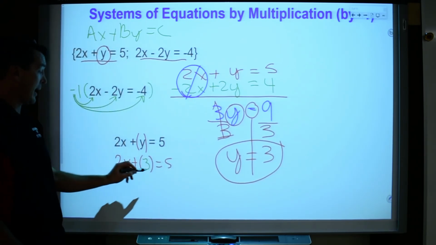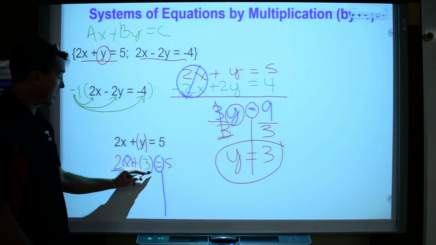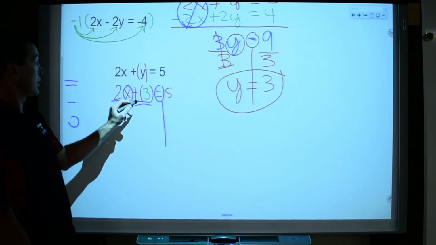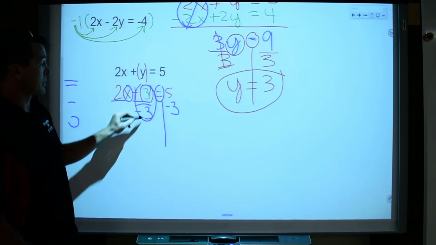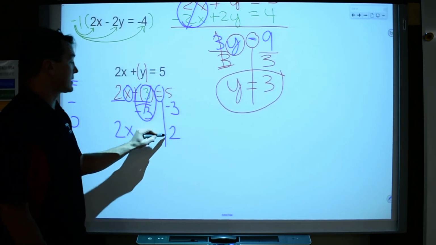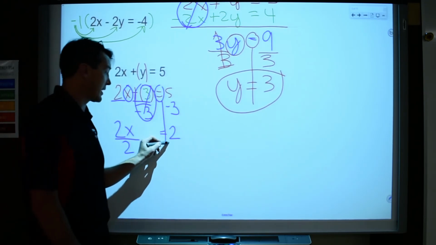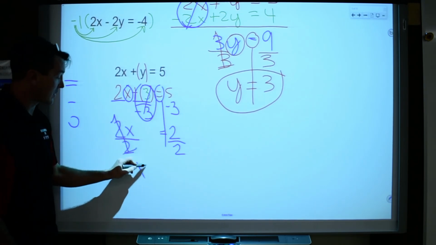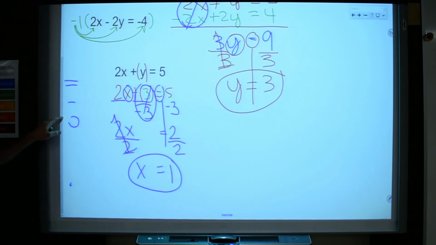And now I can go ahead and solve, because I have a variable, a coefficient, and a constant. So I go minus 3 to get rid of that positive 3. If I do it to one side, do the other, subtraction property of equalities. 5 minus 3 is 2. That gives me 2x. I have to get rid of my coefficient. I'm going to divide by 2 to get rid of times by 2. If I do it to one side, do it to the other. 2 divided by 2 is 1. That just leaves me x. And 2 divided by 2 is 1. So I now know what x is. X is 1 and y is 3.